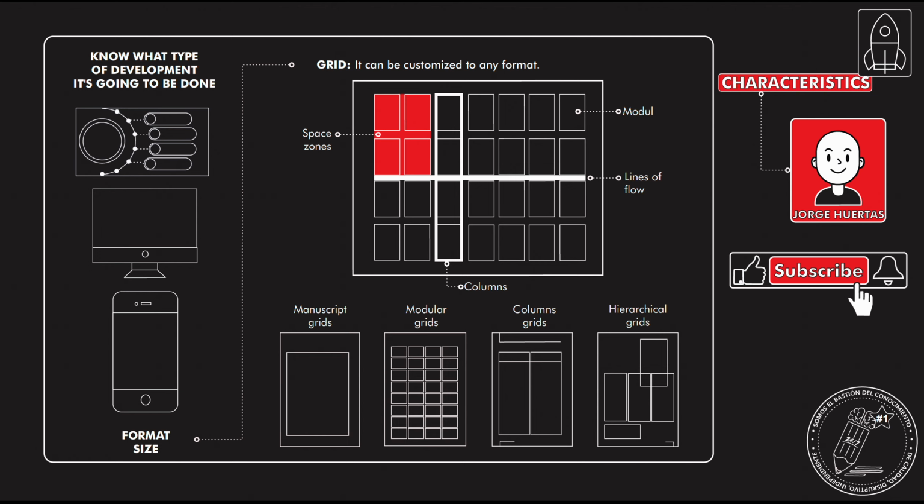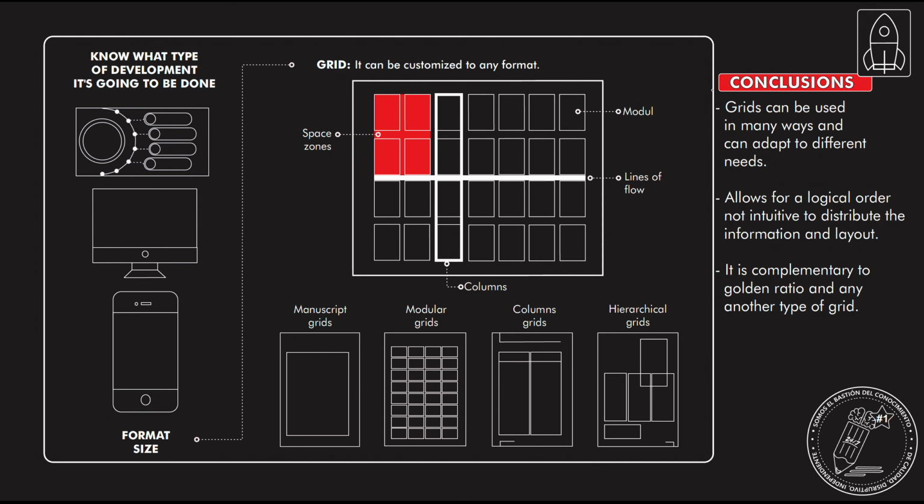There are many different design grids. There's the golden ratio, the rule of thirds, but these are the basic ones that you find in newspapers, in magazines, in some websites, and depending on the need you have, you can keep evolving that. As a conclusion, we can say that grids can be used in any way and can be adapted to different needs and formats. They allow for a logical order, make things intuitive, and distribute the information in a layout that makes sense.